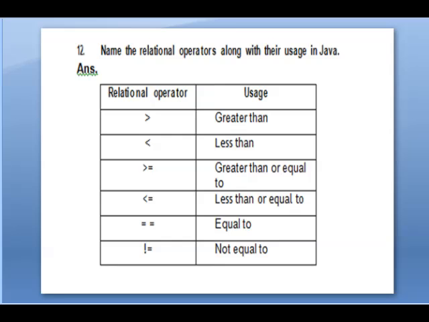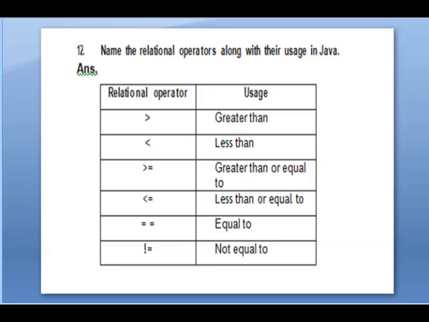Next question is name the relational operators along with their usage in Java. So these are the relational operators. First one is greater than, second one is less than, third one is greater than or equal to, fourth one is less than or equal to, fifth one is equal to, and the sixth one is not equal to.